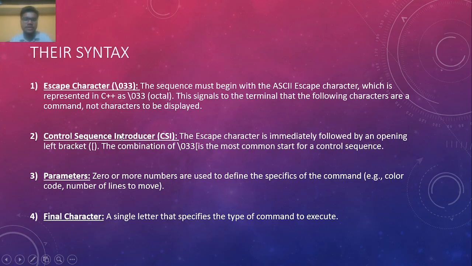Then we use a control sequence introducer, which is basically the left bracket. The combination \033 left bracket is a very common start for a control sequence. Then we give it a parameter like 0 or some numbers, which is used to define the specifics of the command. Like sometimes we need to define how many lines we have to go up, or how many characters should be colored or changed in style. That's why we use parameters. Then the final character specifies the type of command you have to execute, like going up in the output screen, clearing the output screen, and so on.